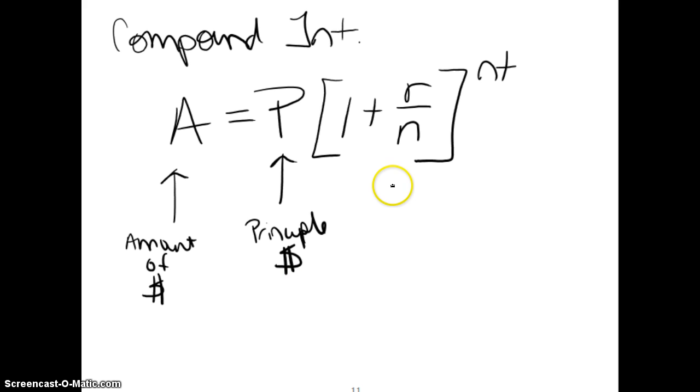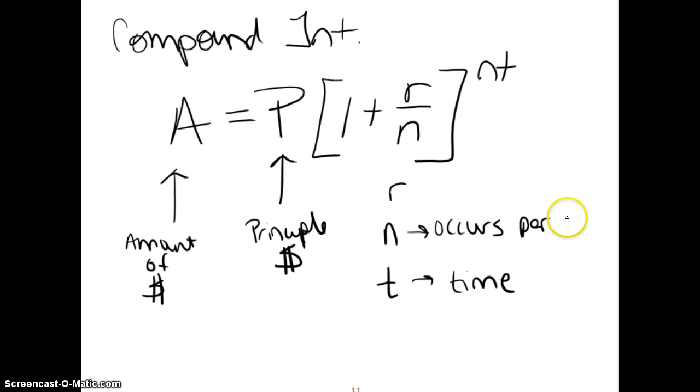And then we have these three letters left, R, N, and T. Well, by now, you guys all know that T is time. Right? So this is going to be the amount of years that we have. N is how many times it occurs per year. And I'll explain that a little bit in a minute. And then R is your rate. How much money am I getting?